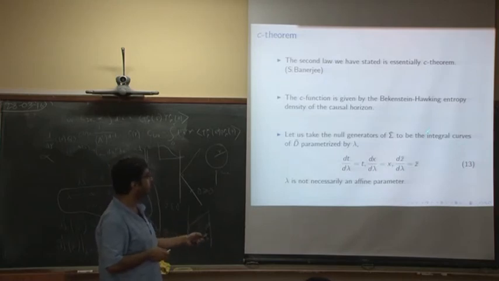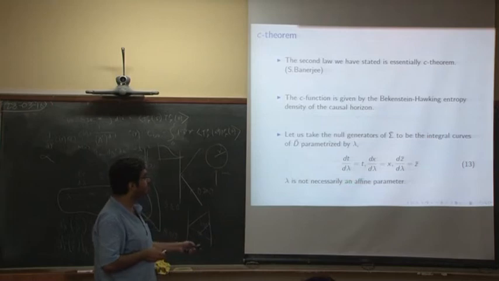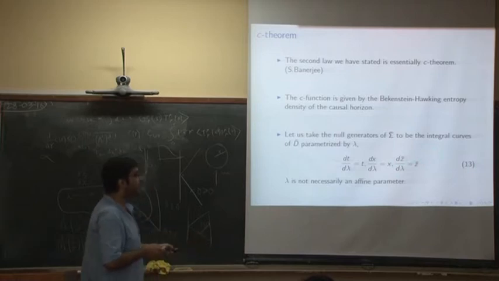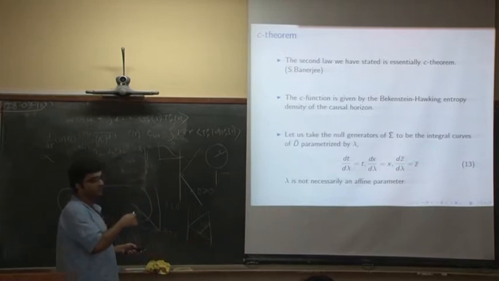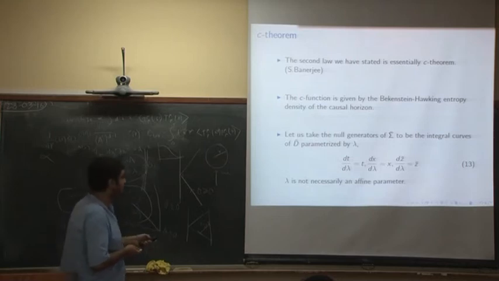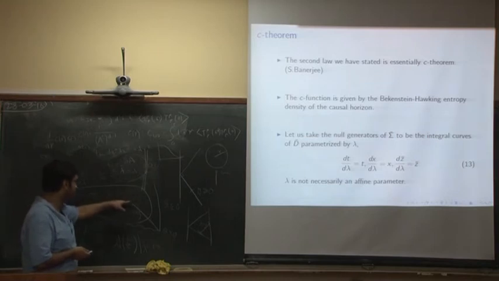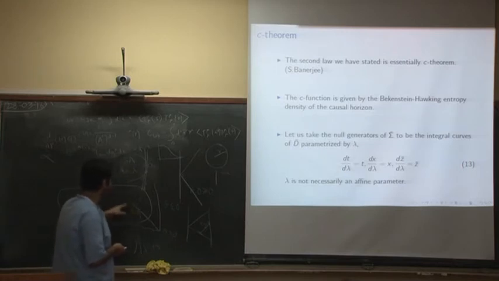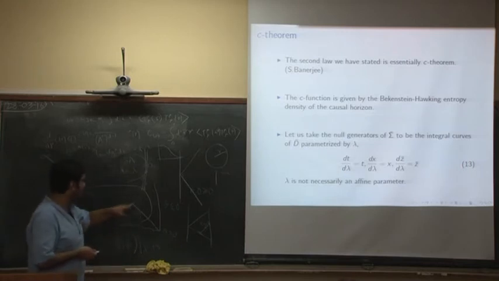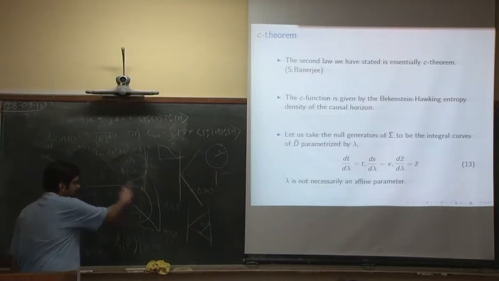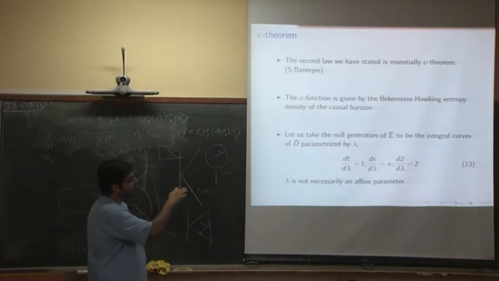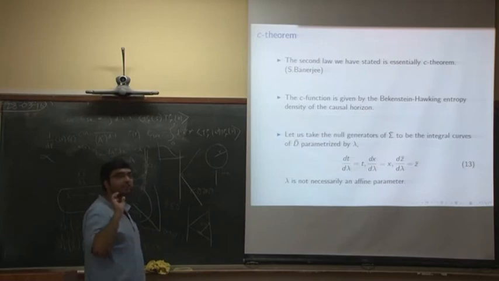I took these null generators to be the integral curves of this d bar. That gives me dz bar d lambda equal to z bar. Now as lambda goes to minus infinity, this z bar goes to 0, so that tells you that this z is also going to 0. And as lambda goes to plus infinity, z bar also goes to plus infinity, so z goes to plus infinity. Okay, so this is the curve.